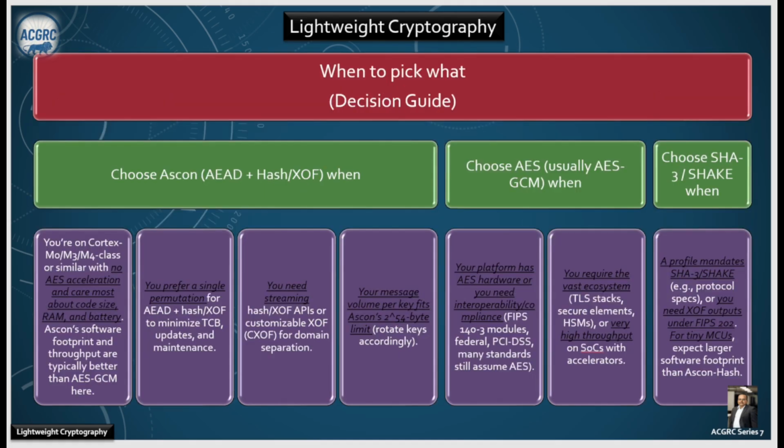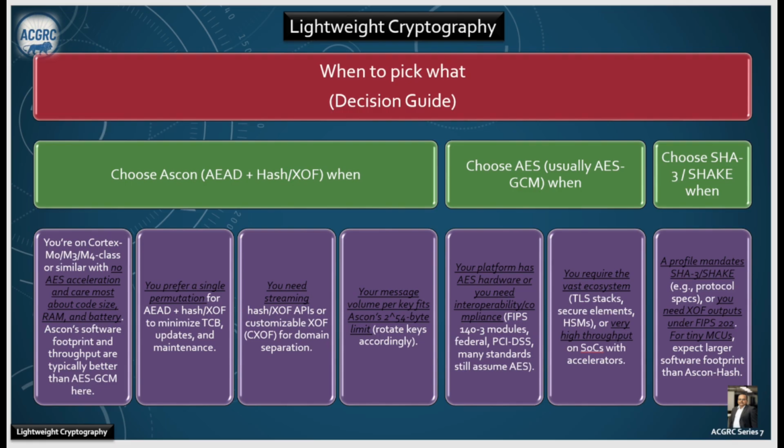So when to pick what? Choose Ascon AEAD or hash or XOF when there is no AES acceleration and you care most about code size, RAM and battery, or you prefer a single permutation, or you need streaming, or your message volume per key fits Ascon's 2 to the power 54 byte limit. That's where you choose Ascon.